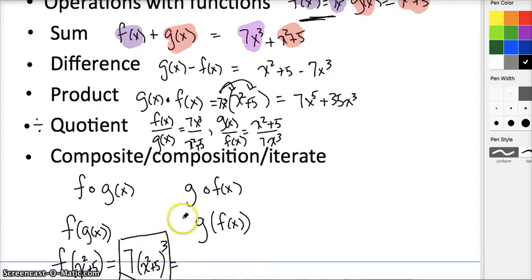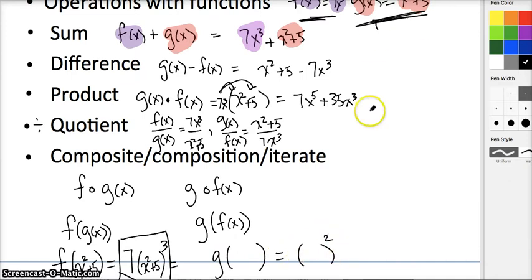Now, the thing is, we need to realize that composition of functions is not commutative. It does matter, the order. So if I were to do it in the other direction, g of f of x, right? I'm going to do g of blank is equal to blank squared, remember, plus 5. And I'm going to replace that blank with the function f of x. What is f of x? Well, f of x is 7x to the third power.